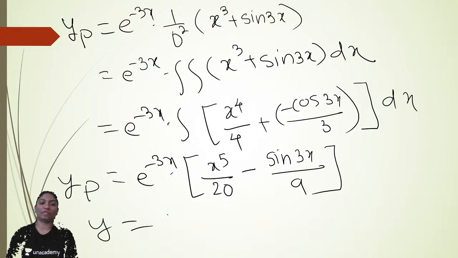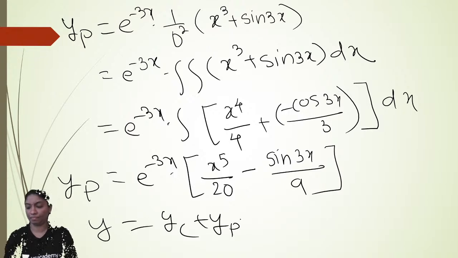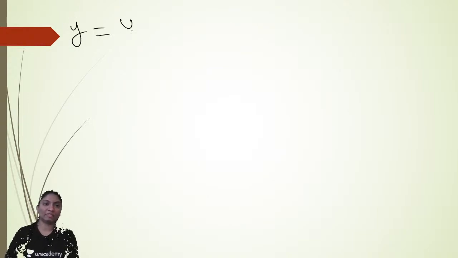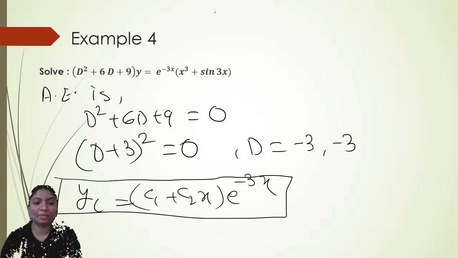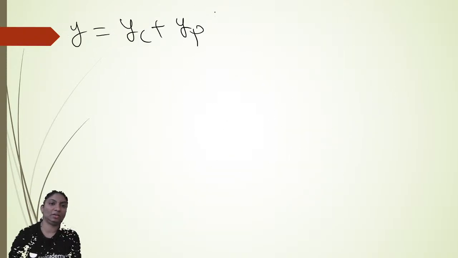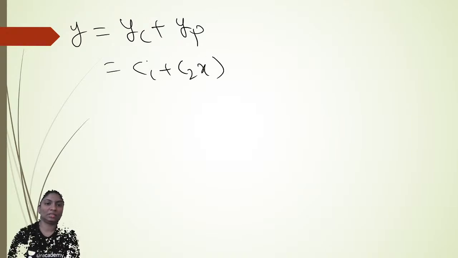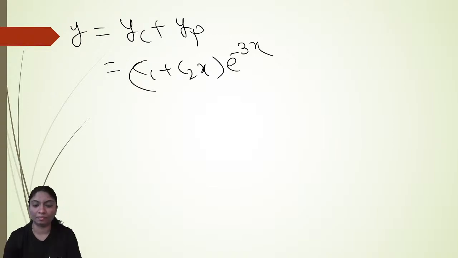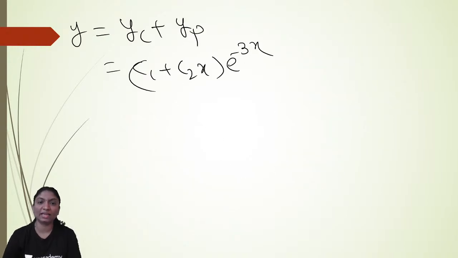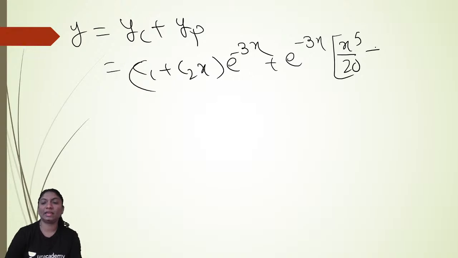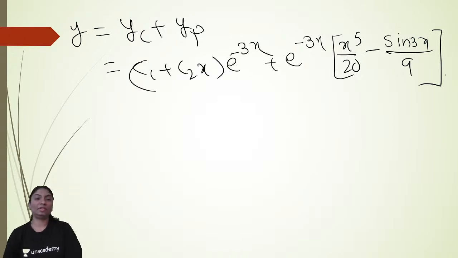Now we will write down the total solution: y is equal to yc plus yp. So what is our y? yc is c1 plus c2x, times e raised to minus 3x. And yp is e raised to minus 3x into the bracket x raised to 5 by 20 minus sin 3x by 9. This is our y.